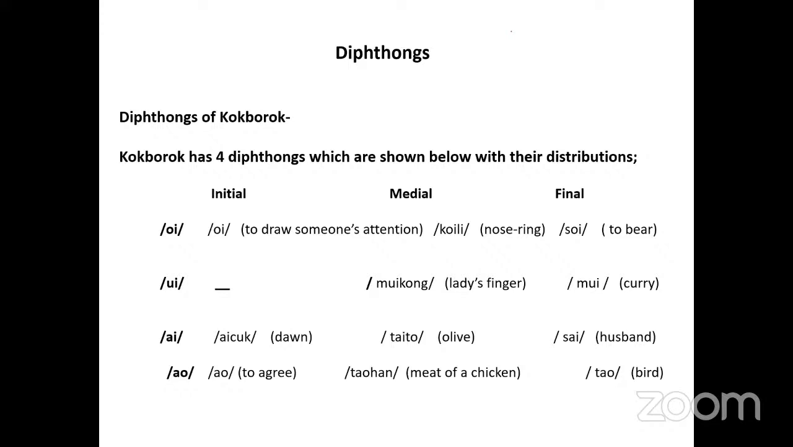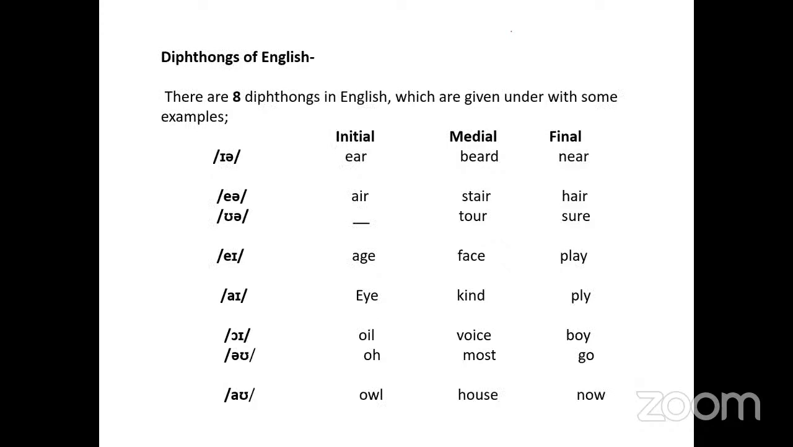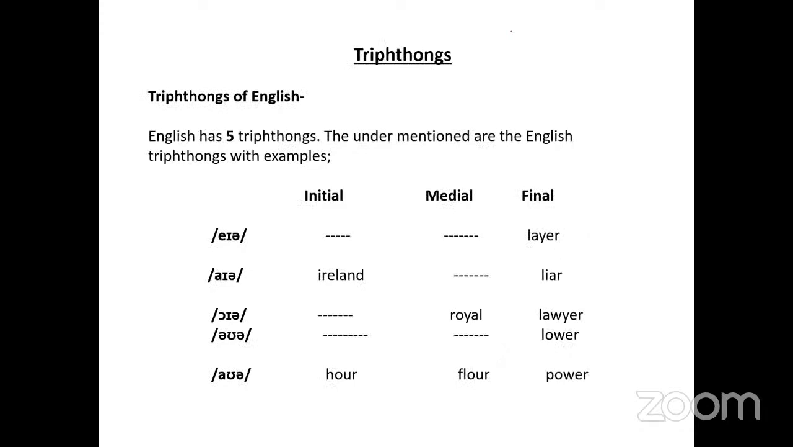Next, diphthongs of English. English has 8 diphthongs. And they are given here based on their occurrences, in which position each can occur. Examples have been given here. So these are the diphthongs of English. I found that there are 5 diphthongs, and wherever you find this mark, that means it doesn't occur, and wherever it can occur, it is given in the word. Okay, next.